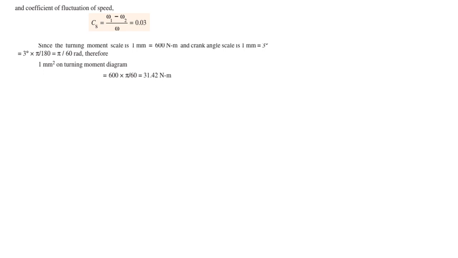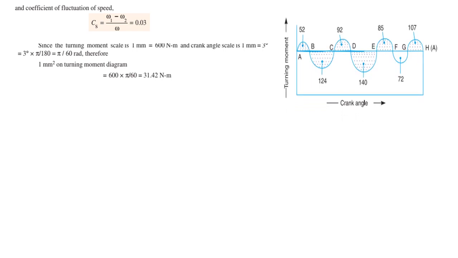Next, we have to calculate the fluctuation of energy. For that we require the diagram that we have drawn in the previous slide. So I'll get the diagram here once again. Okay, this is the diagram that we have drawn in the previous slide. From this diagram we are going to calculate the maximum fluctuation of energy. You can see that the energy values are 52, 124, and so on. From these values you will calculate the maximum fluctuation of energy, which is very important for us.